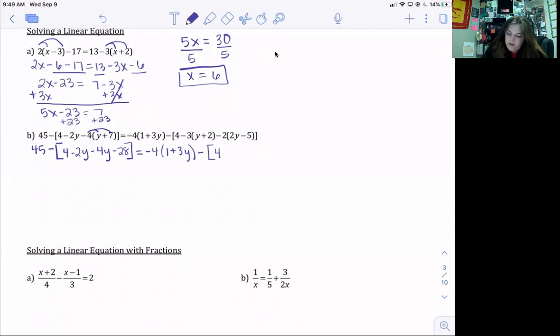So we have 4. Let's distribute this negative 3. So we have negative 3y minus 6. And distribute the negative 2. So we have negative 4y plus 10. So now we want to combine like terms inside of our brackets. So that 45 is still hanging out, minus the quantity. Let's combine our variables first. So negative 2y minus 4y gives us negative 6y. And 4 minus 28 gives us negative 24.